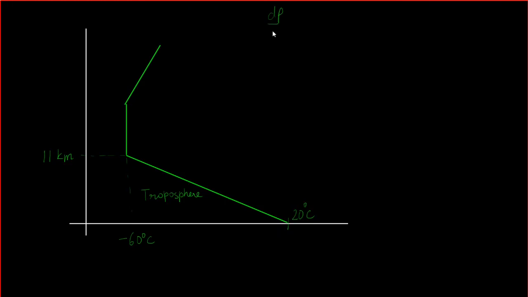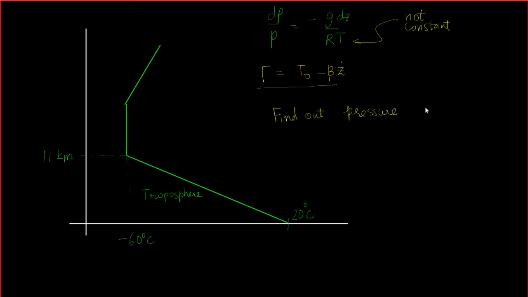So, if we employ the ideal gas equation in order to replace the density in terms of the pressure, we can write dP by P is minus G dZ by RT, where T is no longer a constant, but T is given by T0 minus beta Z, where beta is called the lapse rate. So I urge you to find out the pressure variation for this non-isothermal atmosphere.